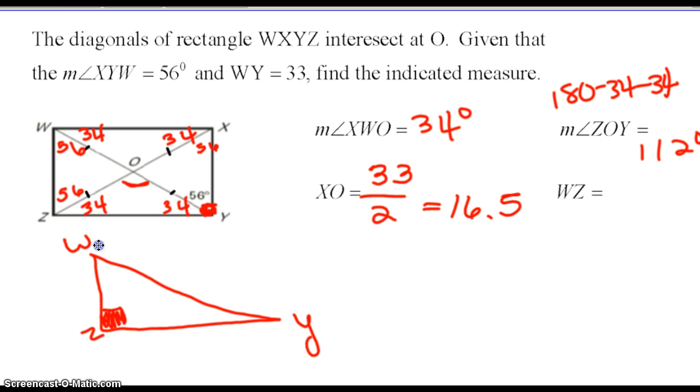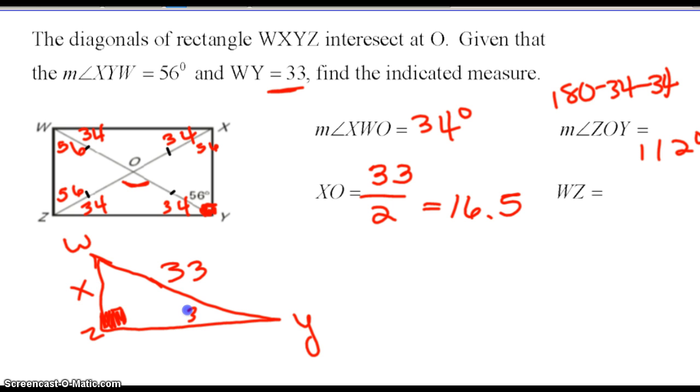So if I'm trying to find WZ, which is right here, I'm going to put an X. Let me make that a little better. Alright, I'm going to put X out here. Now, I know that's what I want to find. I have WY because WY in the rectangle is the diagonal, and the diagonal from my directions is 33. So I only have two sides, so I don't have enough to use Pythagorean theorem because I don't have this side. But I know that this little angle here, which is ZYW, is 34 degrees.